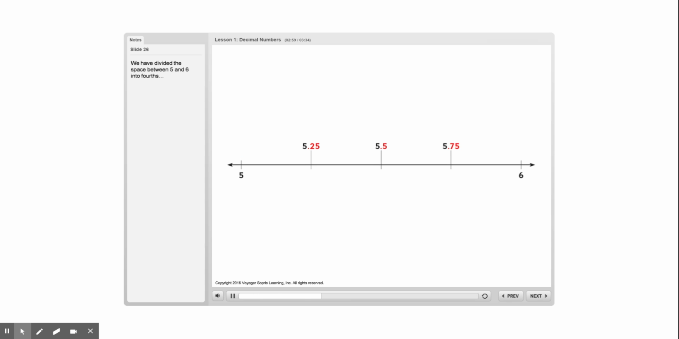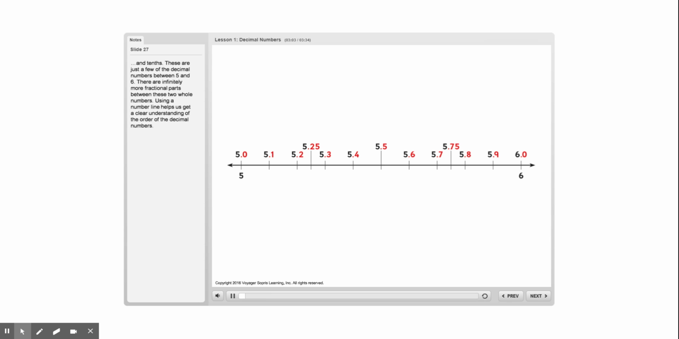We have divided the space between 5 and 6 into fourths and tenths. These are just a few of the decimal numbers between 5 and 6. There are infinitely more fractional parts between these two whole numbers. Using a number line helps us get a clear understanding of the order of the decimal numbers.